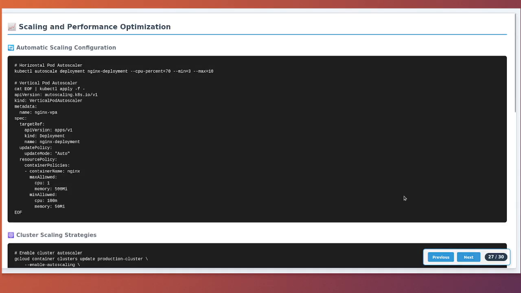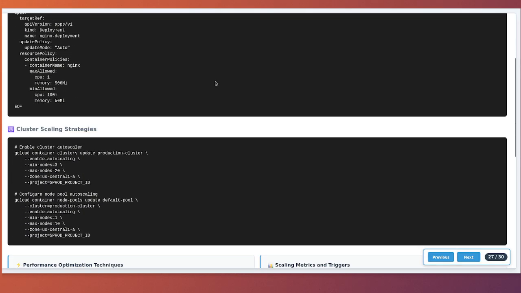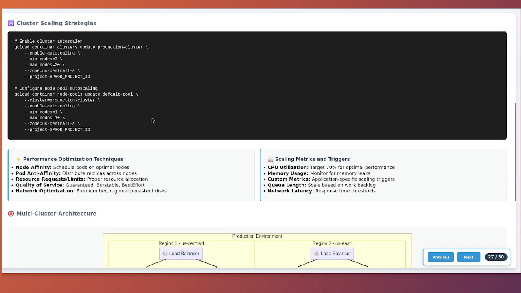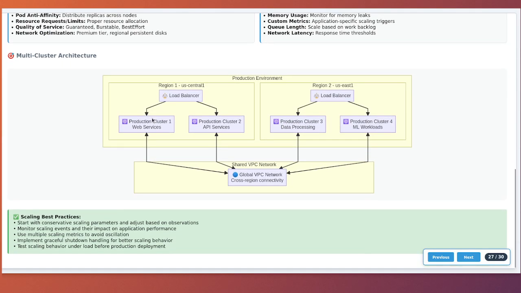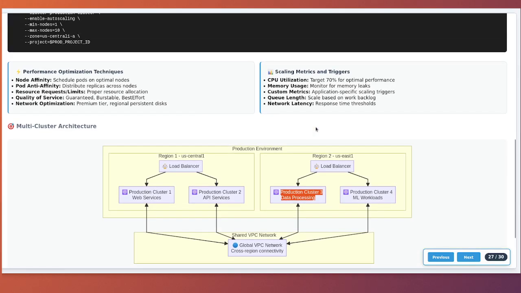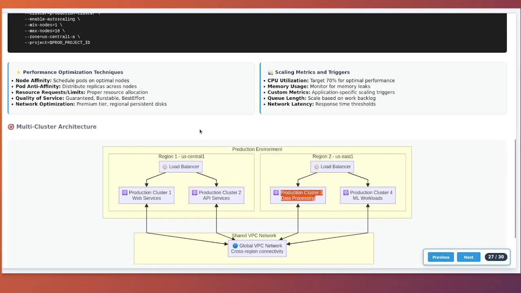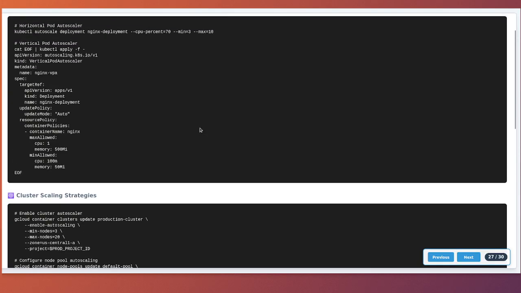Scaling and performance optimization. Scaling in a shared VPC environment involves both horizontal scaling, more clusters or projects, and vertical scaling, larger clusters or instances. The shared network infrastructure supports both approaches efficiently. Horizontal pod autoscaler, HPA, and vertical pod autoscaler, VPA, help optimize resource usage at the application level. Cluster Autoscaler handles node-level scaling automatically based on resource demands.